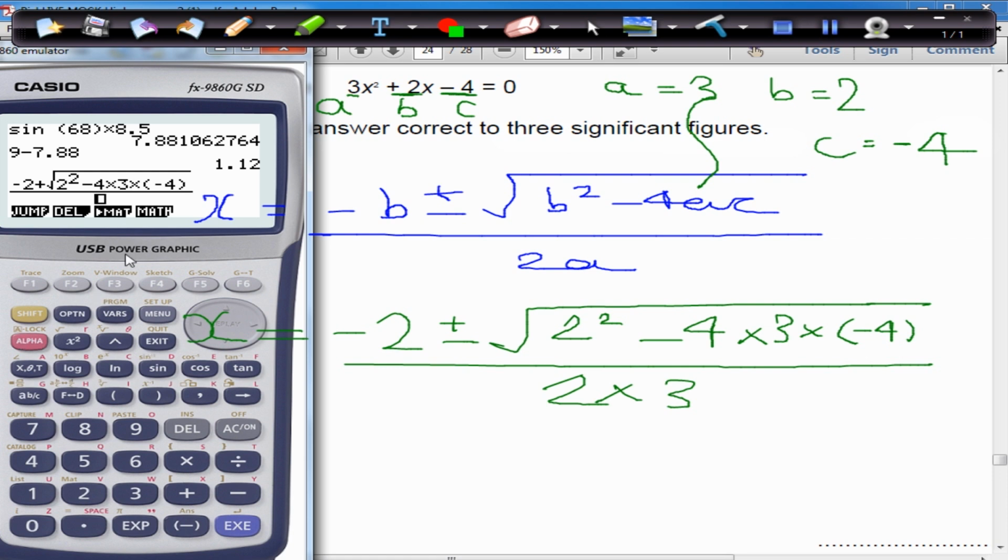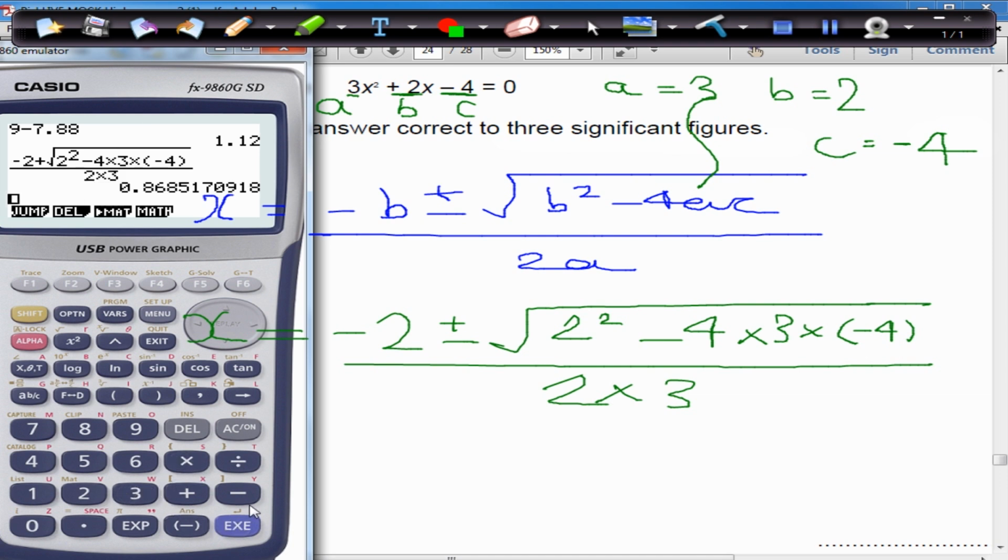Alright, what do we type on the bottom line? On the bottom over here, we type in 2 times 3. So 2 times 3 equals 0.86851. I'll get 0.943923. Okay, what do you get, Samir?